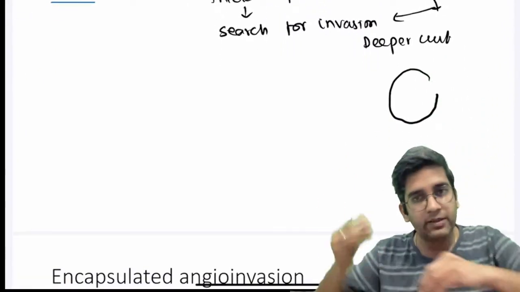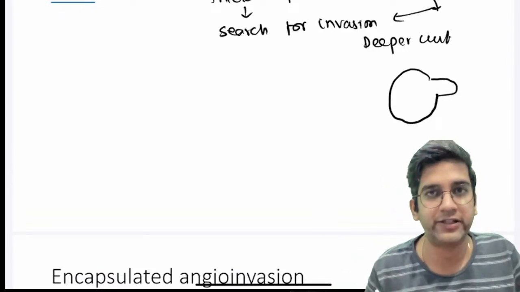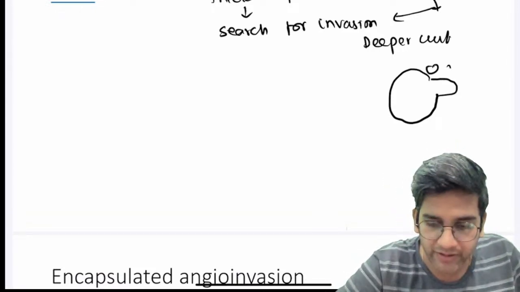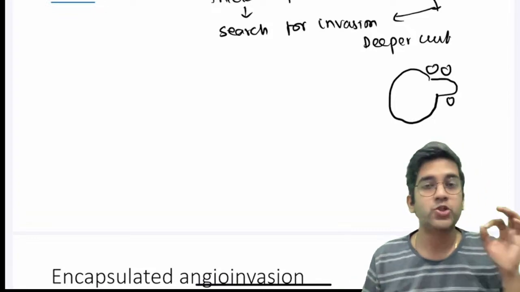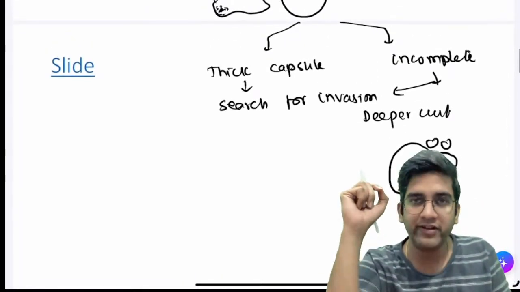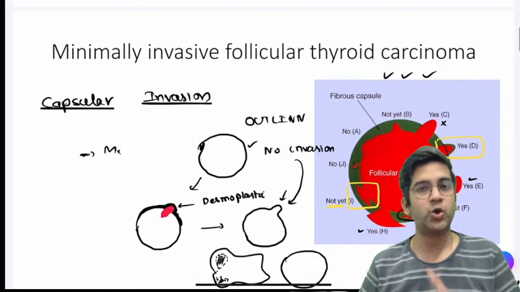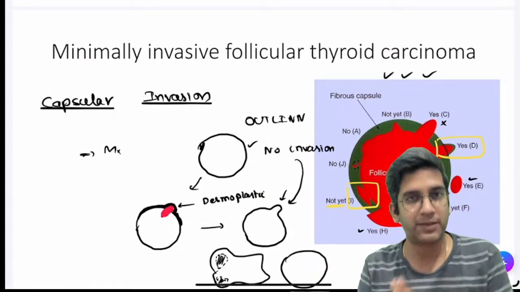Why this is important is, maybe when I go to deeper cuts, I might have a protruding tongue here, or I might have tiny deposits here, right? So make sure an incomplete capsule and a thick capsule always search for deeper cuts and invasion, right? Perfect. I hope you will never have a doubt with follicular thyroid carcinoma capsular invasion.